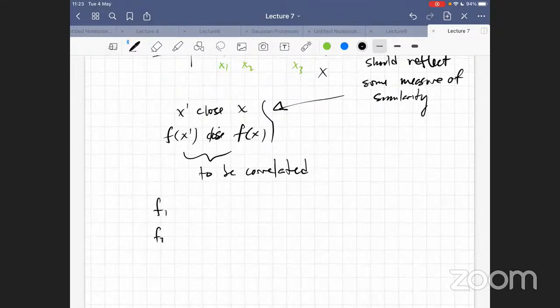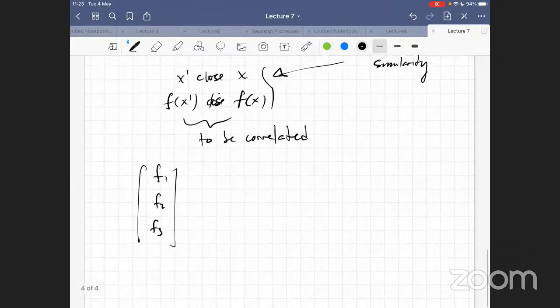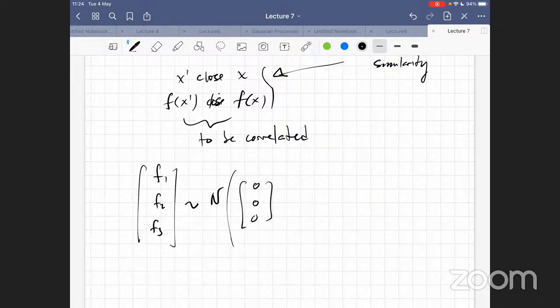I have f1, f2, f3. Let me collect all of this in a vector. These 3 points, these 3 outputs here. I collect this in a vector, and then I declare that they are, well, I am using a GP hypothesis here, so they jointly follow a Gaussian distribution. Let me just assume for simplicity that the mean of this Gaussian distribution is 0, and this is the typical assumption in the literature, and that gives in general very good results.